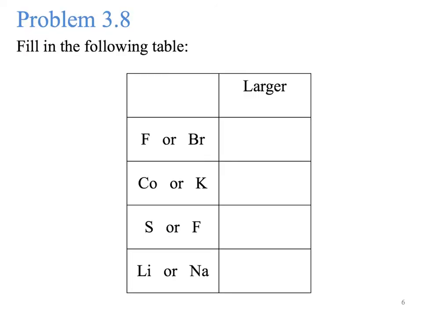Which atom is larger? So, by looking and placing them in the periodic table, we see bromine, in this case, potassium, sulfur, and sodium.